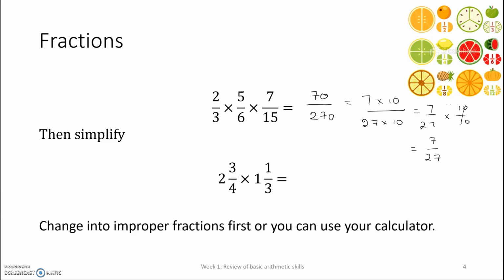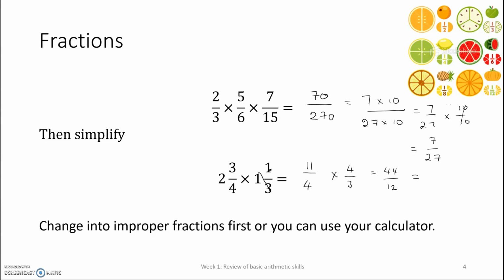so the answer is 7 over 27. Where we have a mixed fraction, we can change it to an improper fraction. So the first one would be 4 2s are 8 plus 3 is 11 over 4 times 3 1s plus 1, 4 over 3, which would be 44 over 12.